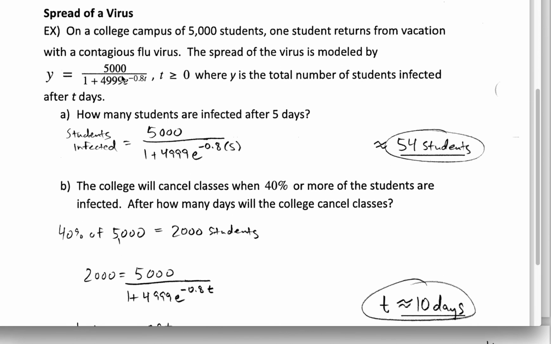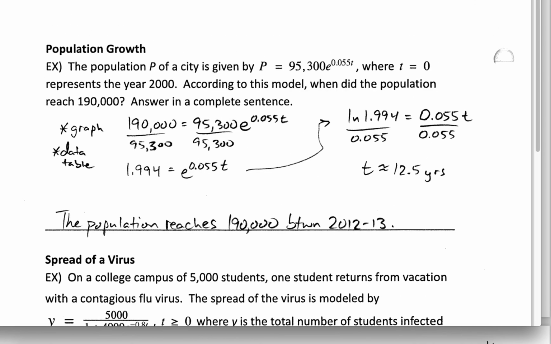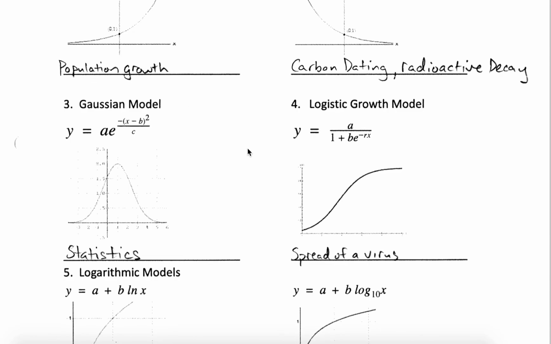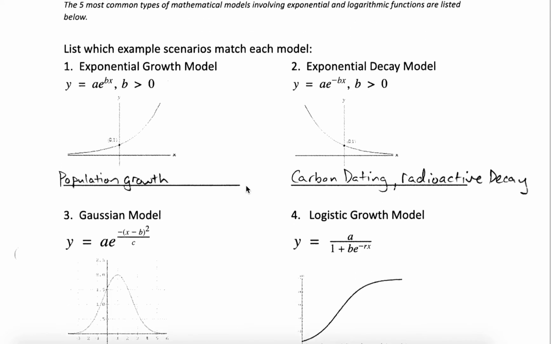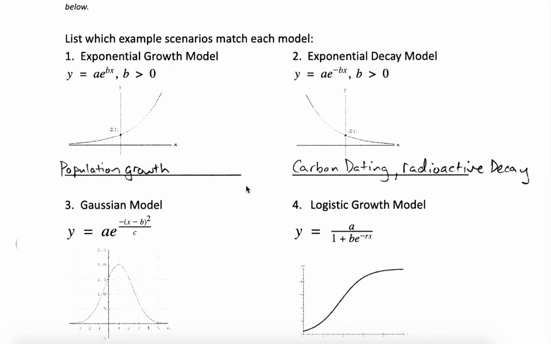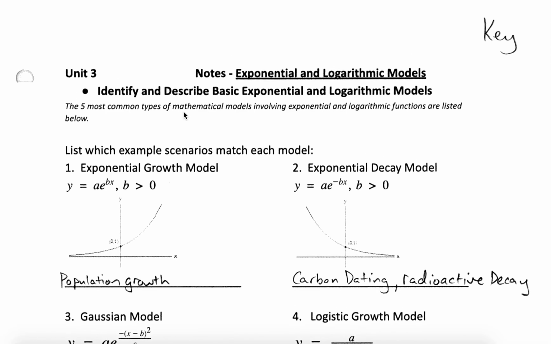All right, so taking a look at that last function type and trying to match it with what was on our first page there. That's going to be this logistic growth model. And so that could be one way to represent the spread of a virus. All right, so there's a few ideas of how we can represent exponential and log functions in real-life applications. Good luck practicing and solving those types of equations.